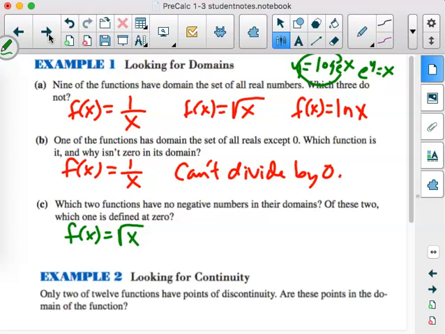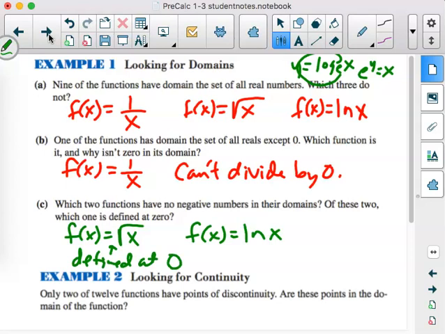Tristan, did you find it? Yeah. We just talked about how these are the three that have the restricted domains. Of those two, which could we actually put a 0 in for and get an answer? What's the square root of 0? 0. This one is defined at 0. So we can do that.